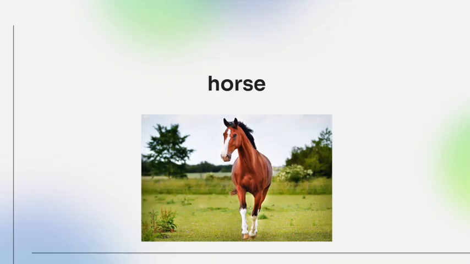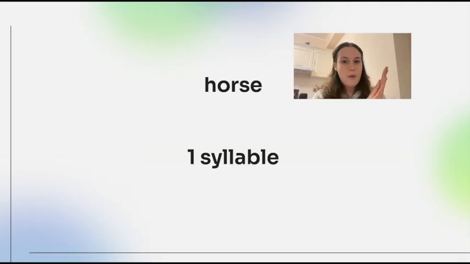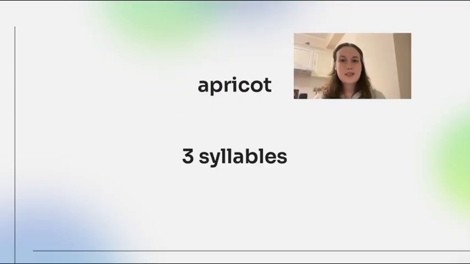Horse. How many syllables does that word have? Horse. If you said one, that's right. All right, let's do another one. Apricot. How many syllables does that have? If you said three, apricot, that is correct. You got it.